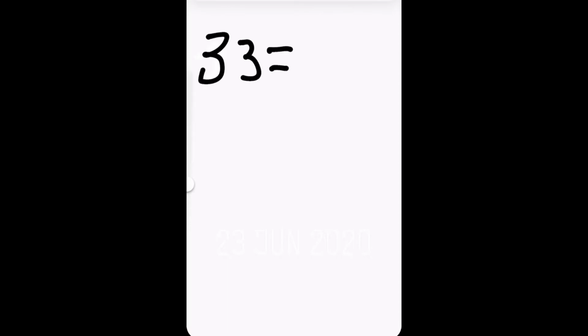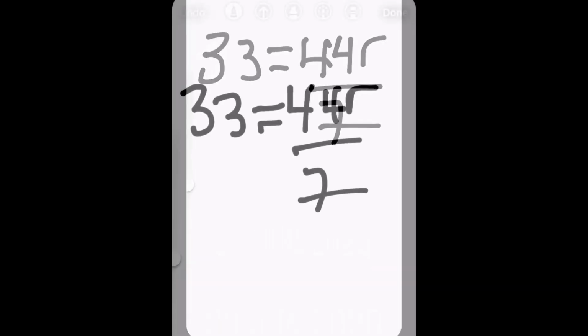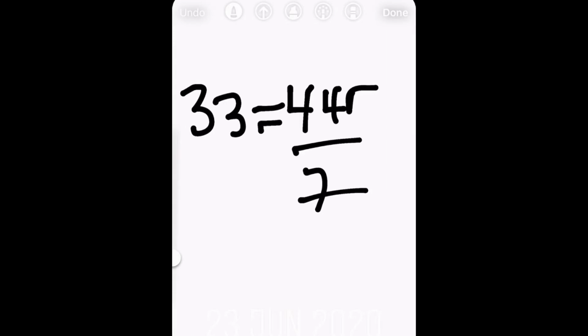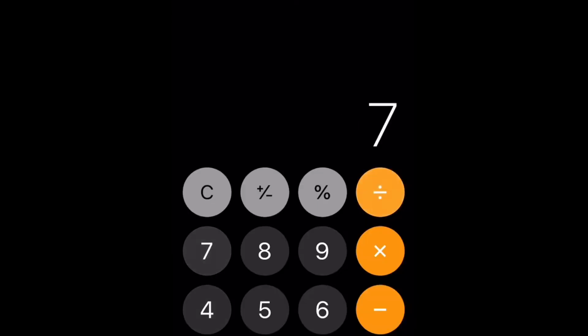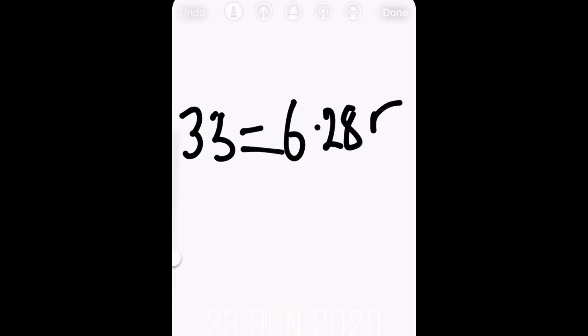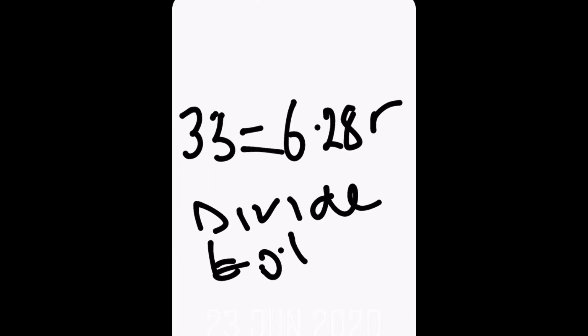So we have 33 is equal to 2 times 22, which is 44/7, 44r/7. If we divide 44 by 7, we're going to get 6.28. So that's where we have the 6.28 that is popularly used. That's how it's derived. So we have 6.28r. So 33 is equal to 6.28r.